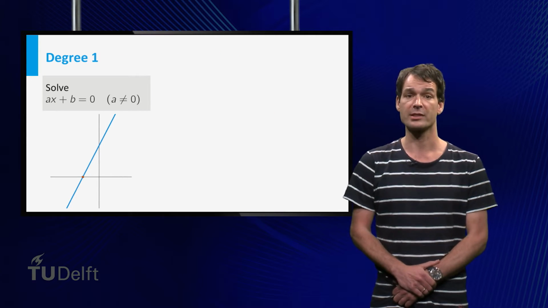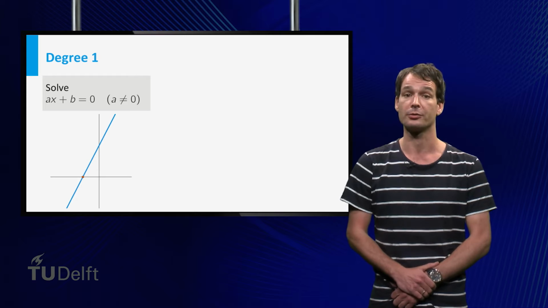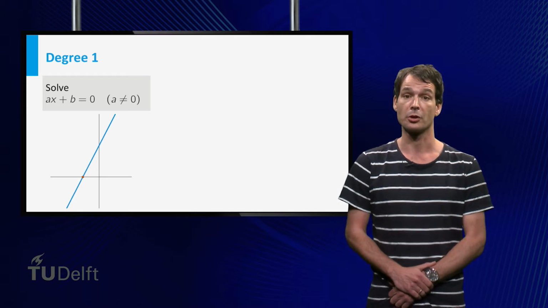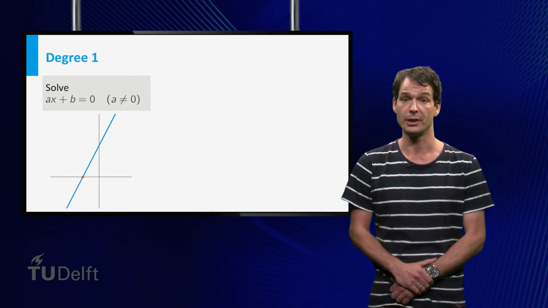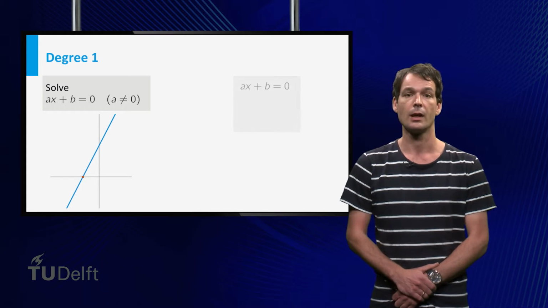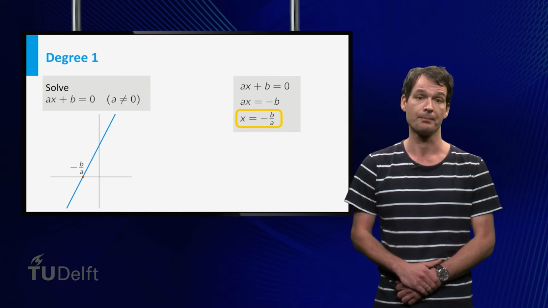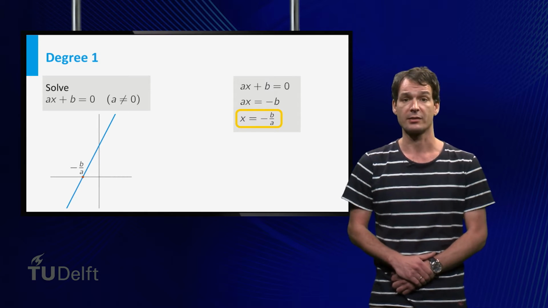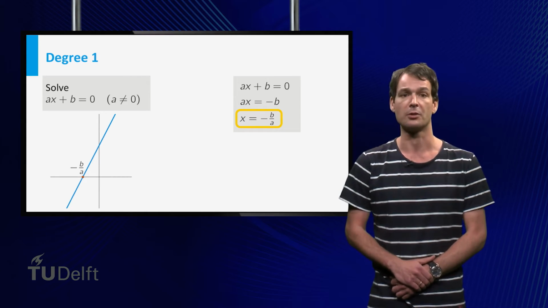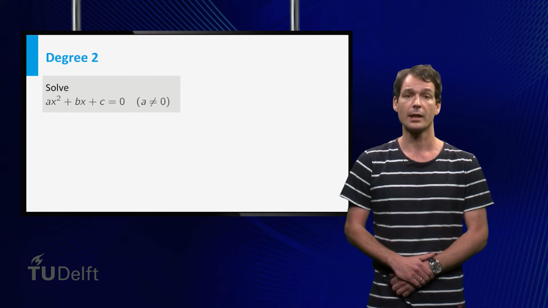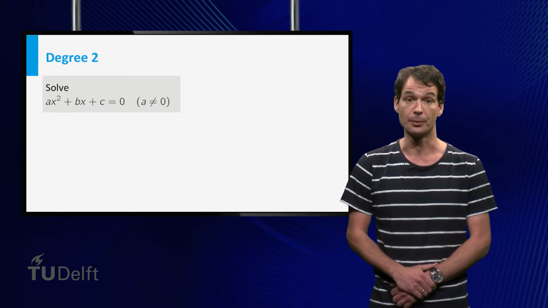We start with the simplest case. p is a polynomial of degree 1. Now we need to solve the equation ax plus b equals 0 for x. Well, you know what to do here. Bring b to the right-hand side and divide by a. Then the solution is x is equal to minus b over a. Next we look at equations of degree 2.